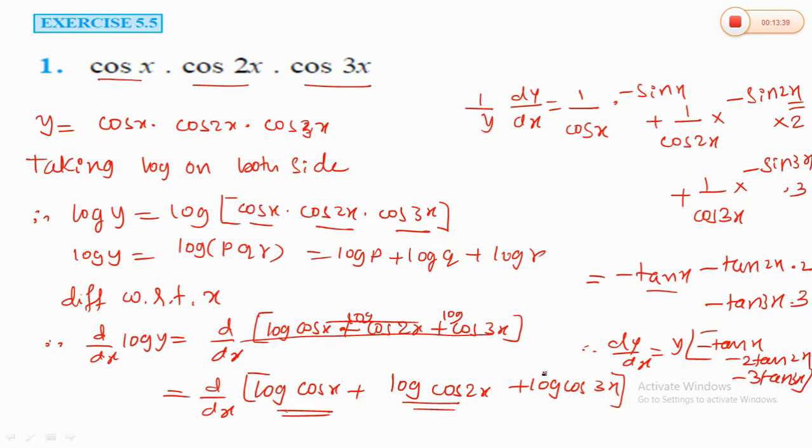There is a little bit of confusion here, I think, as there is no space here. So observe here. The last part of the answer I will write here: dy by dx equal to y into bracket, minus tan x minus 2 tan 2x minus 3 tan 3x. Yes.